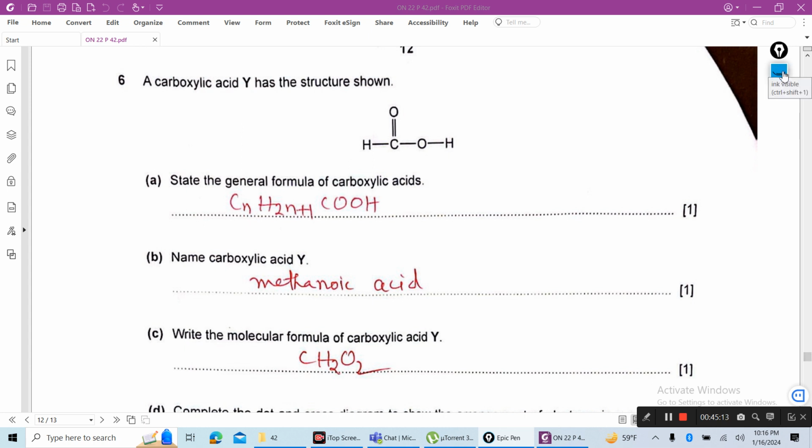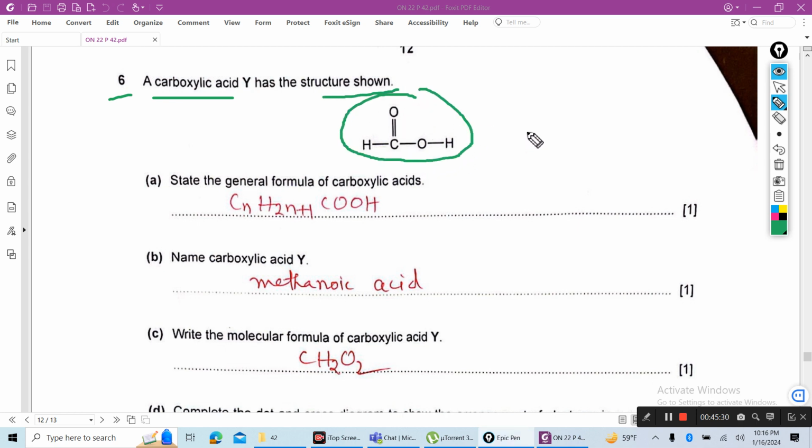Number 6, a carboxylic acid Y has the structure shown. This is the carboxylic acid, because you know the functional group of carboxylic acid is COOH. State the general formula of carboxylic acid. CnH2n+1 COOH. Functional group.